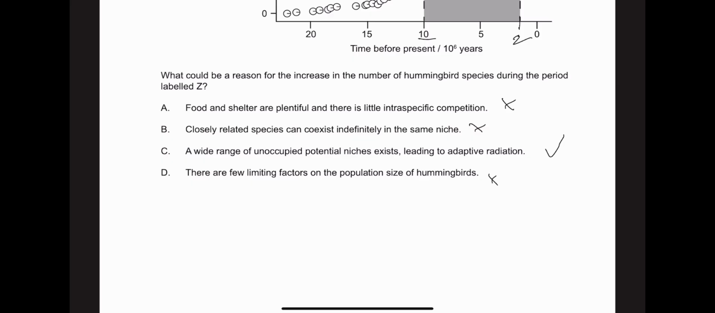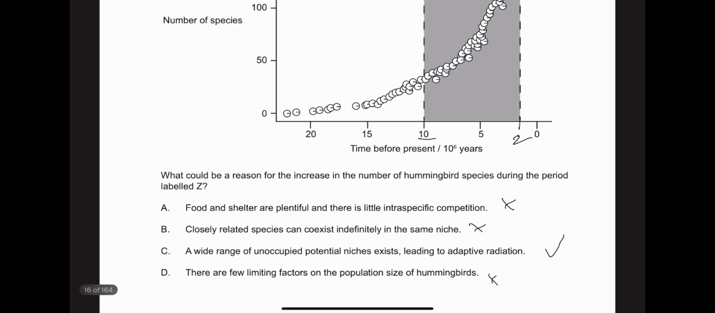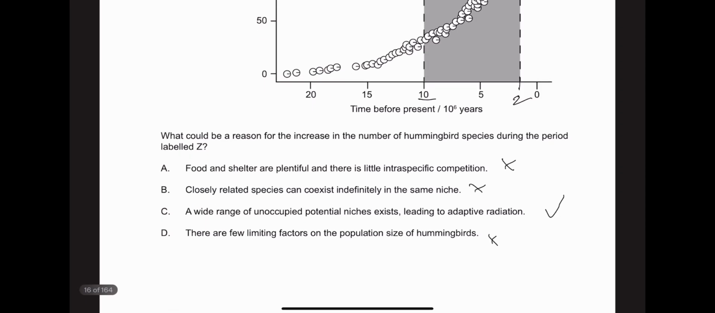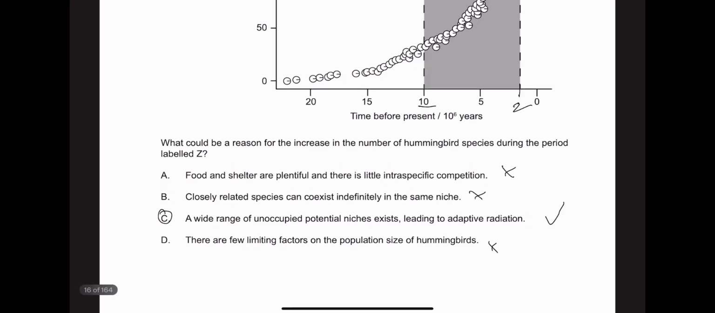Okay. So during this period, it's still millions of years ago. There is a wide range of unoccupied niches, right? Not all the niches have been occupied. Hummingbirds have a very niche role. They're small. They take nectar from plants, something that no other birds do. So it's a very niche role, and then it leads to adaptive radiation, in which it specializes into this role. It comes to the hummingbirds we know and love today.